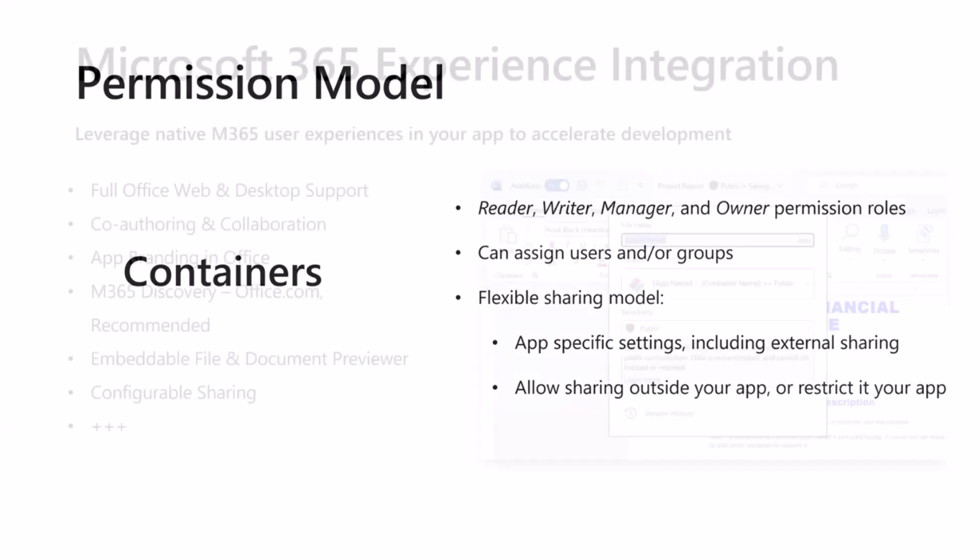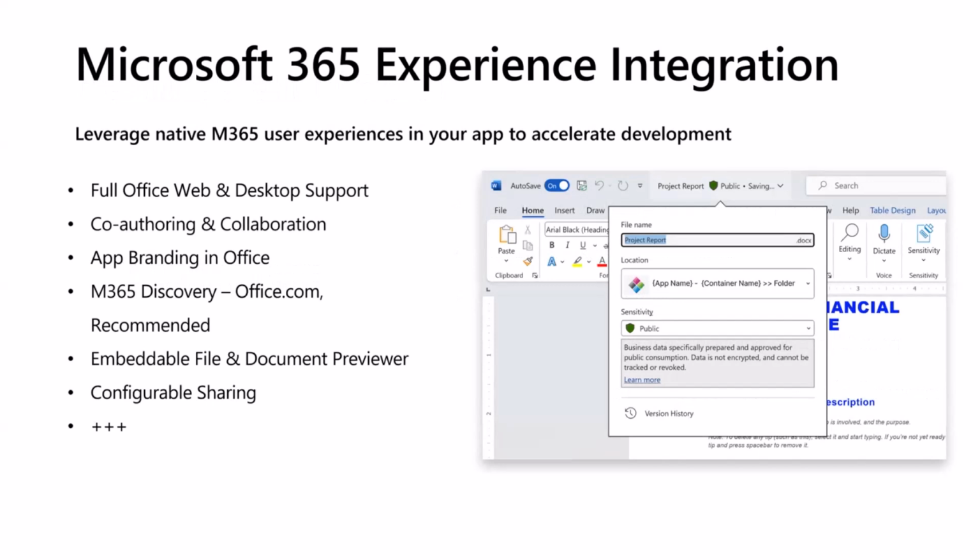Now, if we look at some of the M365 experience integration, it's really interesting. You get to leverage a lot of this M365 user experience as part of your app. This includes the full Office web and desktop support, co-authoring, collaboration, etc. One of the most exciting things is the ability to do app branding within the Office surfaces. So if you're an ISV and you are interested in surfacing your ISV name and some of the logical container information so that customers can understand how things are organized, it's very easy for you to do that. That's part of how this works. Likewise, if you're an enterprise, that same information flows through.